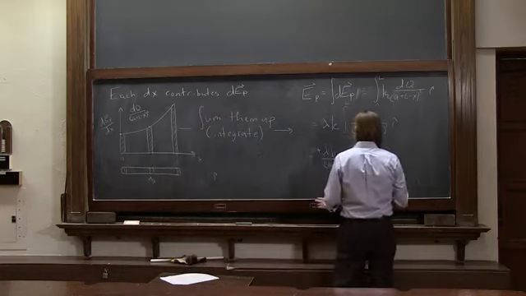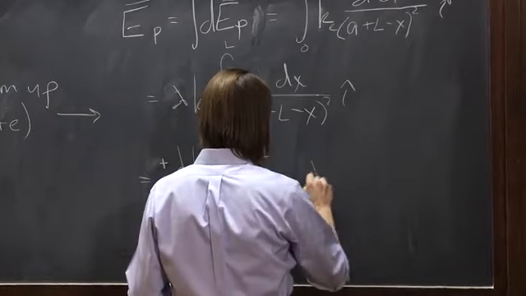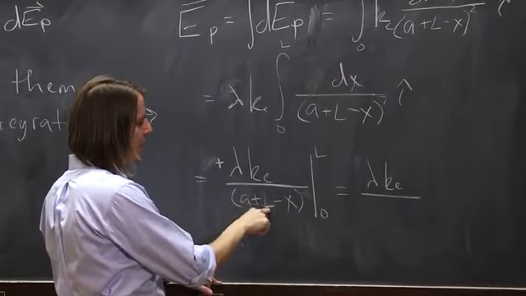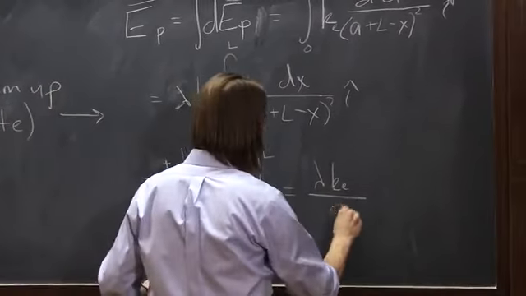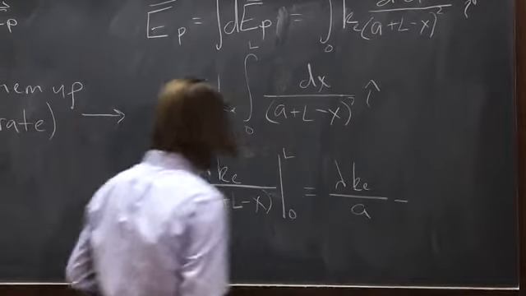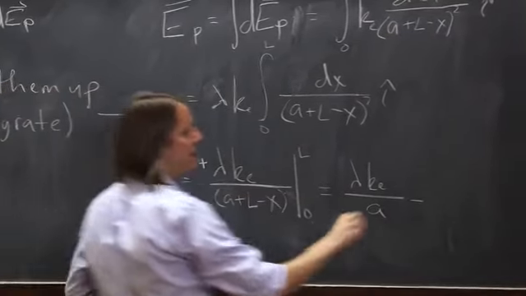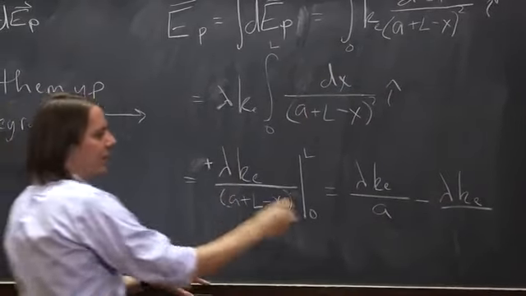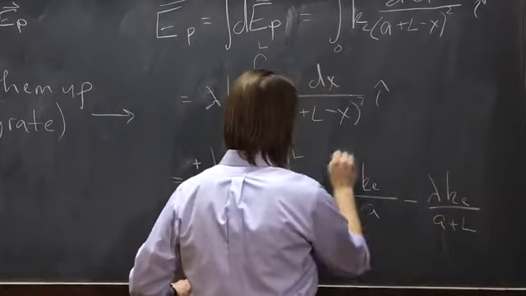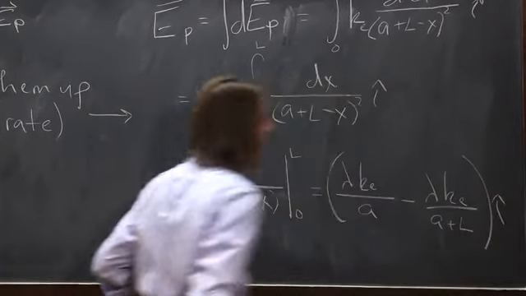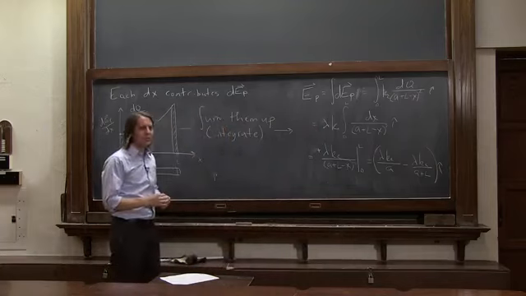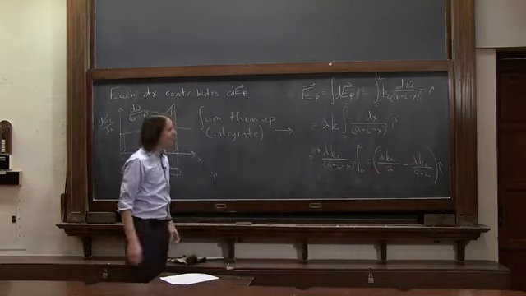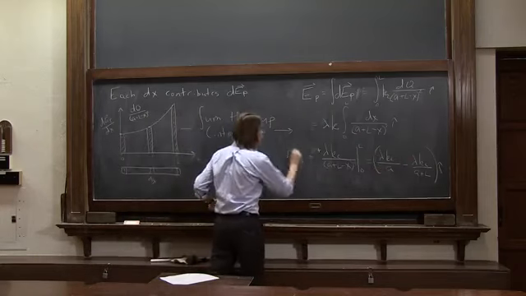So what do we get? We get lambda k_e over, if we plug in L, we get a plus L minus L. That's 0. So we get lambda k_e over a. And then minus, and then we plug in 0, lambda k_e over a plus L. And that whole thing times i hat. In the end, that's the answer. That's pretty much it. We could simplify a little bit. We could pull out lambda k_e. But pretty much that's the final answer. So that is the E at point P.